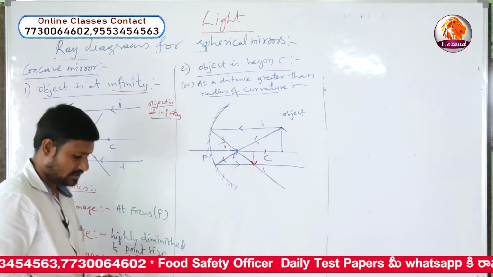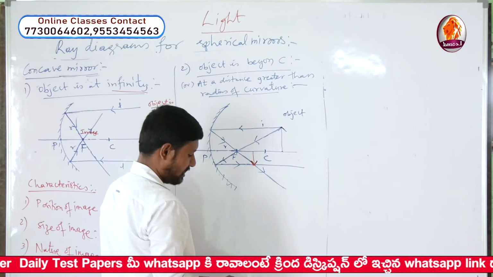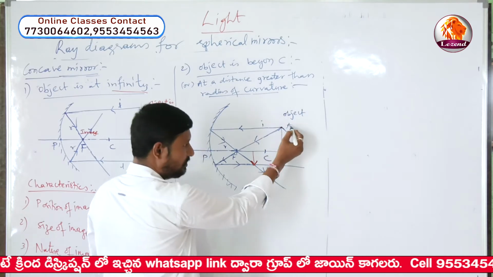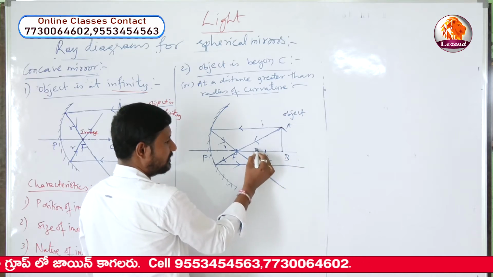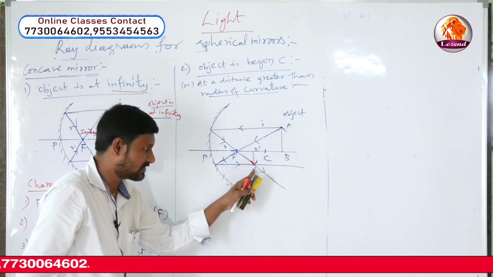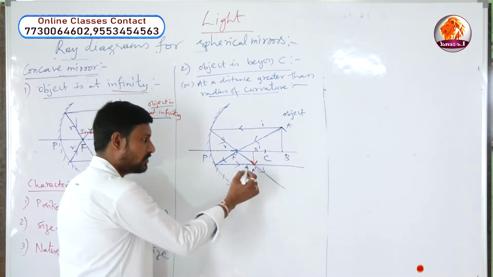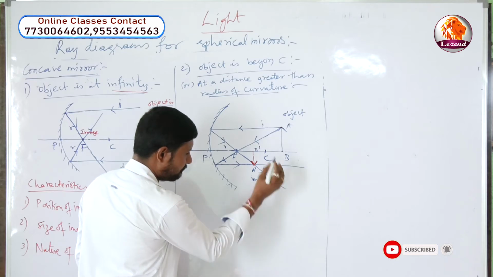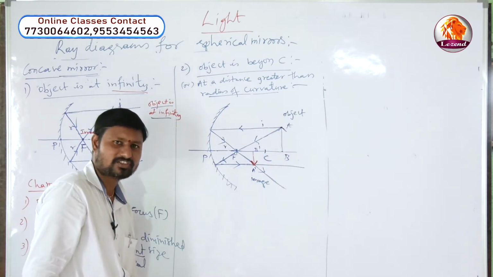So which means the image of this point here, this is what? A, this is B. So image of this point A is formed here, A dash. Image of this point B is formed here, B dash. So image of this point A is A dash, image of this point B is B dash. So A dash B dash is what here? Image. This is AB, the object. A dash B dash is the image.